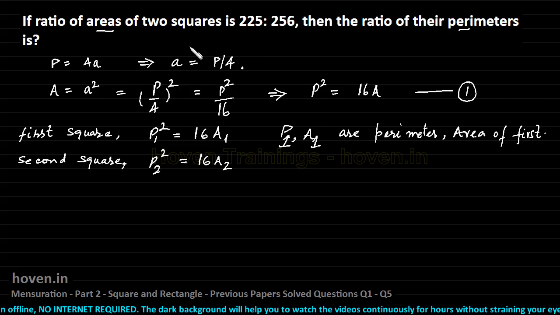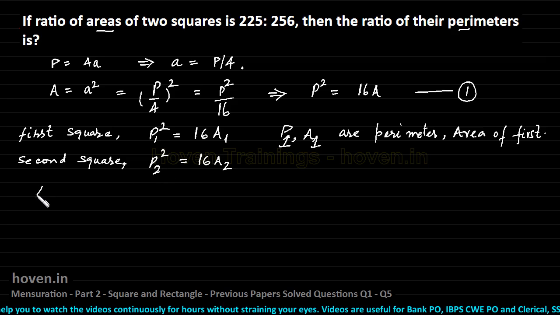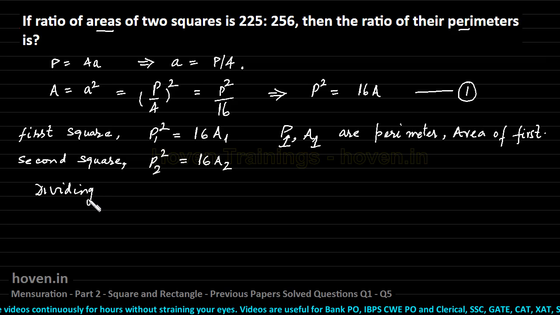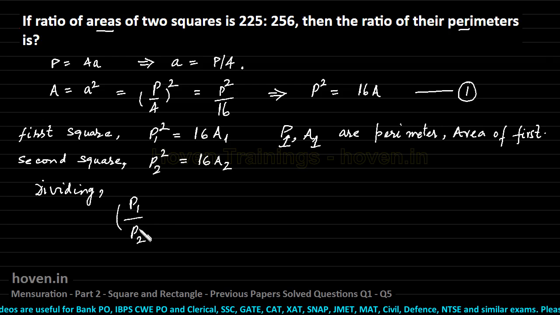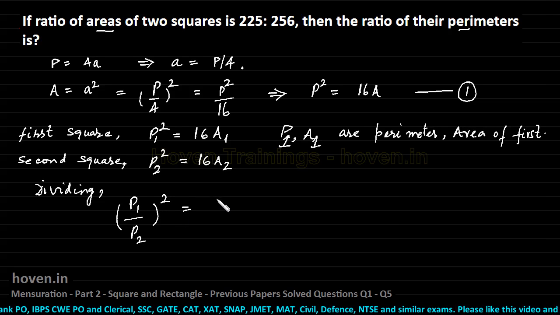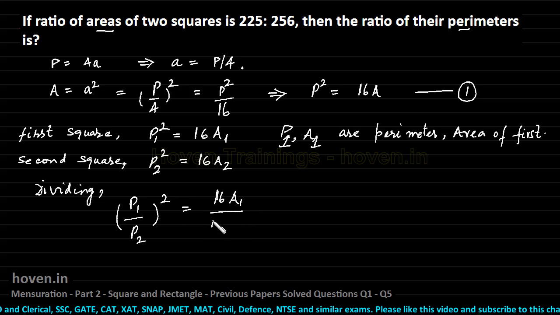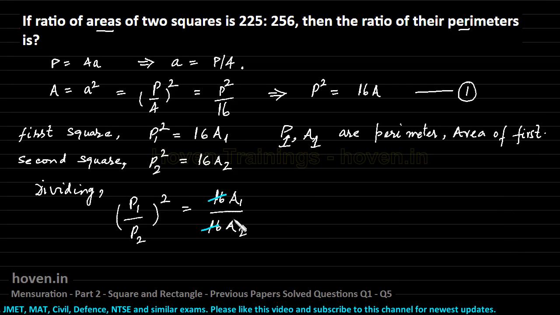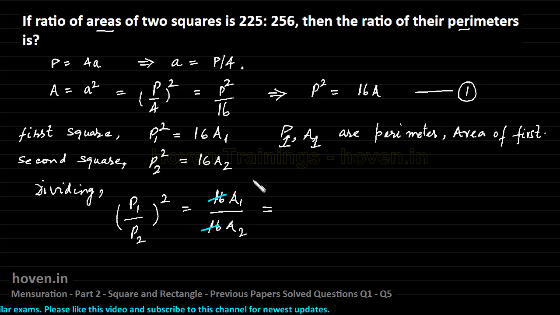Now we have been given the ratio of the area of the two squares. We can see that the ratio can be established if we divide the first equation by the second equation. So dividing, what we will get is P1 square by P2 square. We can write it as (P1/P2) whole square equal to 16A1 by 16A2. We can see that this 16 and this 16 can be removed, which is equal to A1 by A2, which has been given to us as 225 by 256.